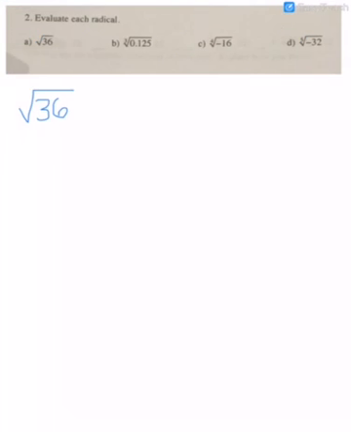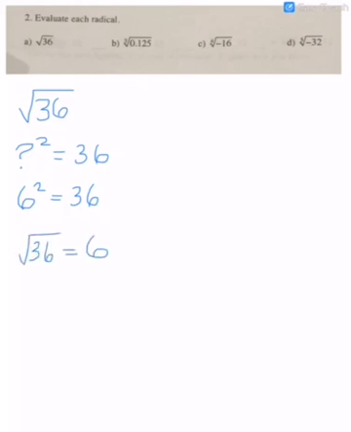So let's look at what this means. Okay, so if we have the square root of 36, that means what squared gives you 36. So think something squared gives us 36. So something times something gives us 36. Well, that answer would be 6 because 6 squared is 36. So that means the square root of 36 actually equals 6. Let's look at another one.